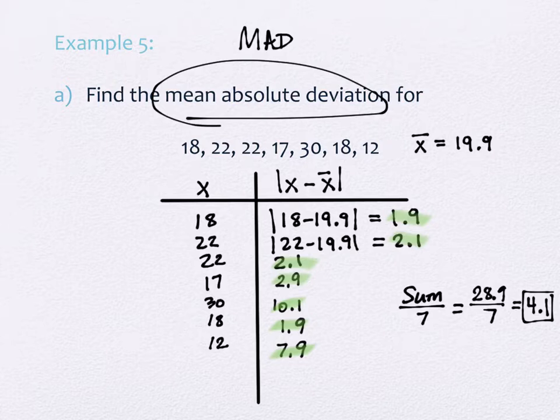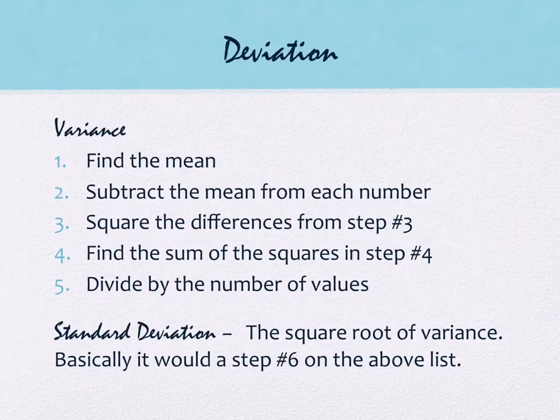Okay, so we're going to jump back to the other type of deviation. And it's actually called a standard deviation. And it involves a topic called variance. So you'll notice that these are some similar steps. Step number 1, find the mean. We've already done that for our data set because we're going to do the same data set in a minute.